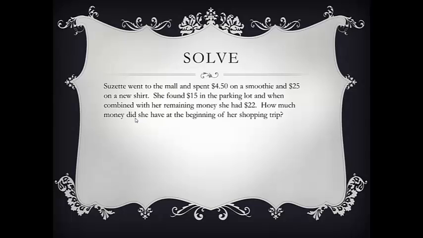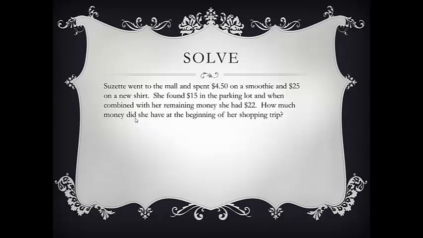Solve. Number 16. Suzette went to the mall and spent $4.50 on a smoothie and $25 on a new shirt. She found $15 in the parking lot, and when combined with her remaining money, she had $22. How much money did she have at the beginning of her shopping trip?